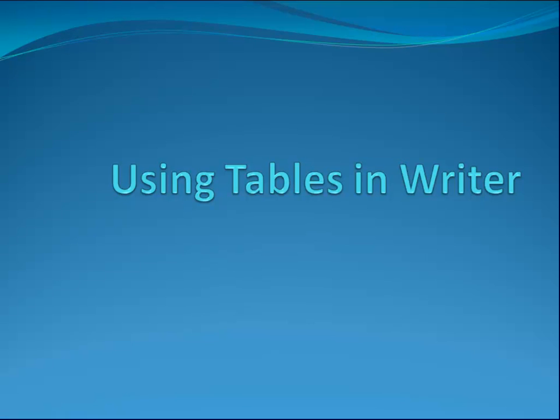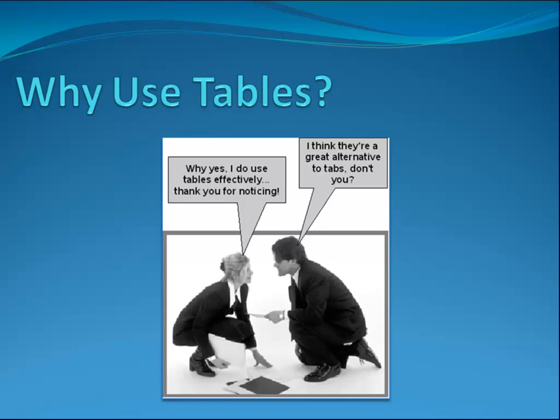This video is a short introduction to the use of tables in OpenOffice.org Writer. Tables are a very useful alternative to using tabs. They allow you to organize information into columns and rows, that is, the rows running horizontally and the columns running vertically, and each intersection of that row or column is called a cell, and that cell makes up a very easy to use grid.